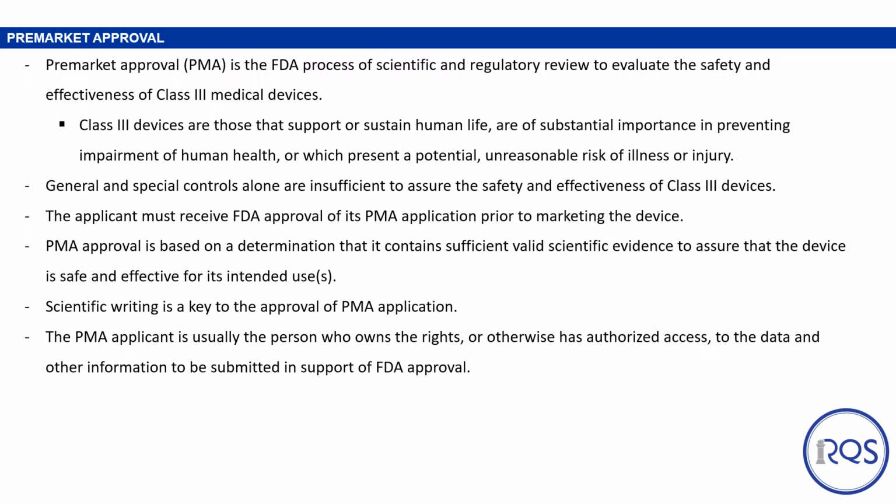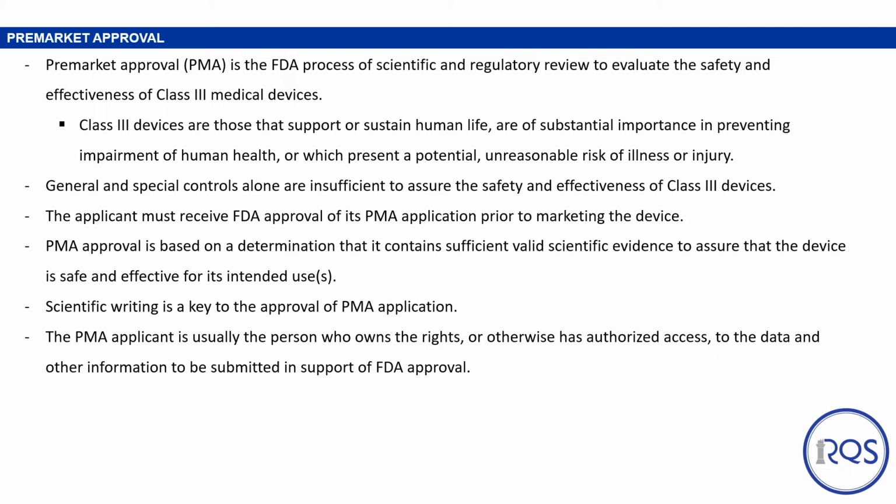The pre-market approval process, or PMA process, is the FDA process of scientific and regulatory review to evaluate the safety and effectiveness of Class 3 medical devices. Class 3 devices are those that support or sustain human life, are of substantial importance in preventing impairment of human health, and/or which present a potential unreasonable risk of illness or injury. Due to the level of risk associated with Class 3 devices, the FDA has determined that general and special controls alone are insufficient to assure the safety and effectiveness of Class 3 devices.